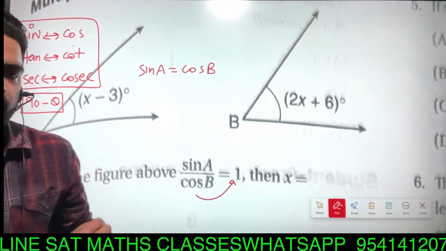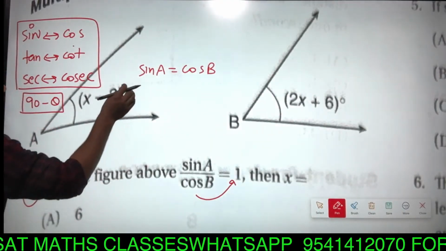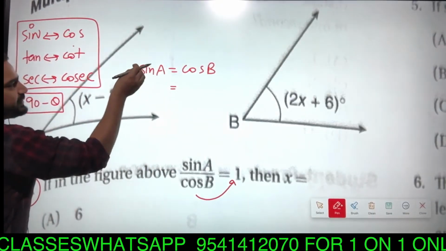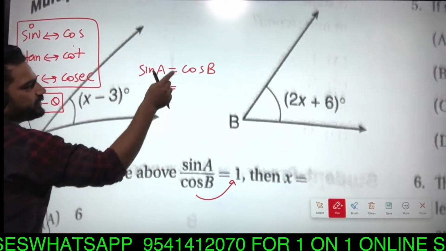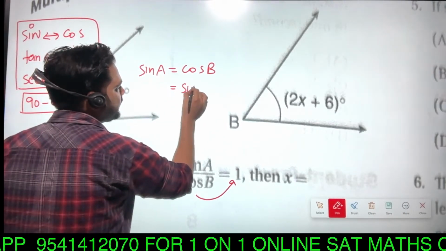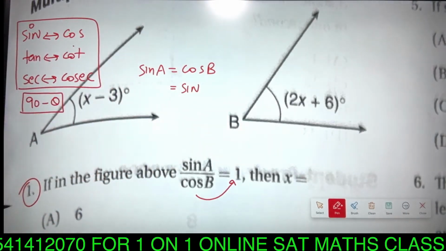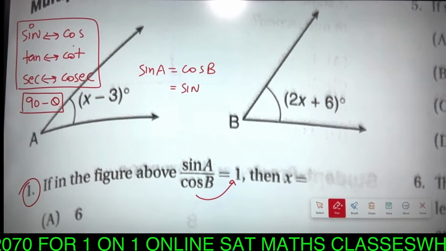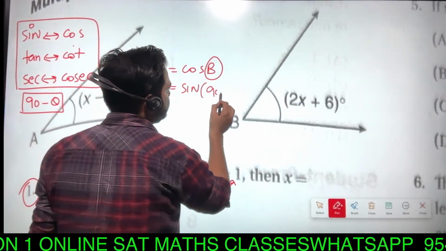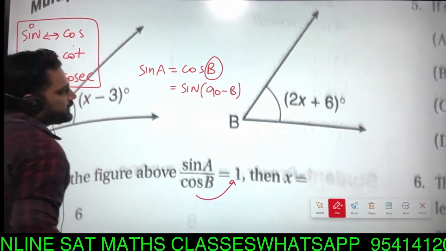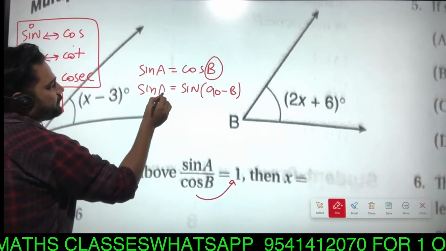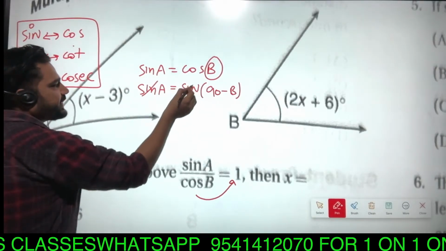Now in this question, how to solve this quickly? Here we have sine A, here we have cos B. We cannot cancel this sine by this cos, so we will convert this cos into sine. And what method I have told you, how to convert cos into sine? We can convert cos into sine if we subtract this angle from 90. If we subtract this angle from 90, then cos is directly converted into sine. So now we have sine on both sides, so sine and sine will cancel out.